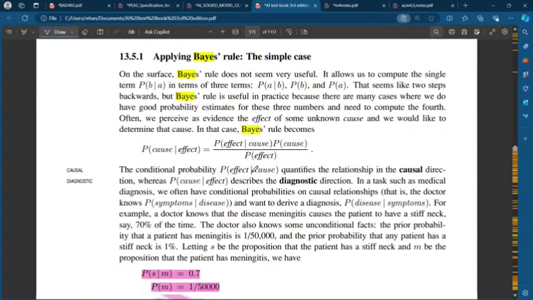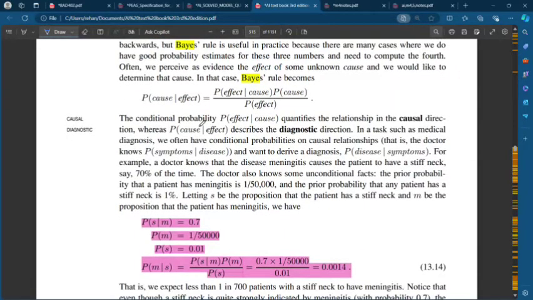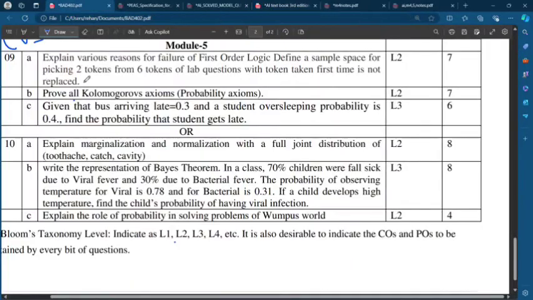So now see here, applying Bayes' rule, the simple case. Now the conditional probability. Here what you're doing, say, cause, effect, desired diagnosis. First let us read the question. Write the representation of Bayes theorem in a class. 70% children fall sick due to viral fever. Okay, fall sick. P of C you can say.